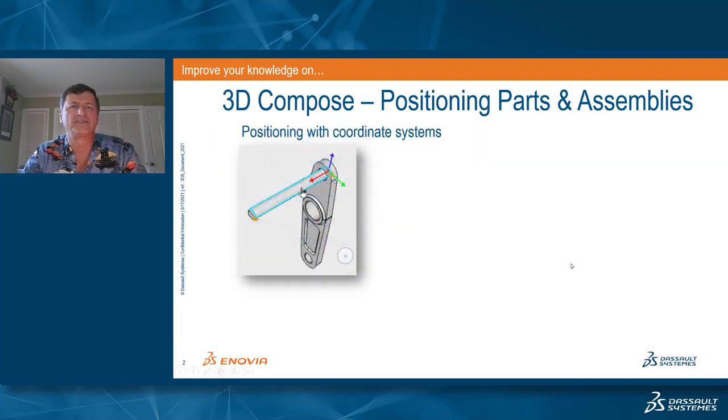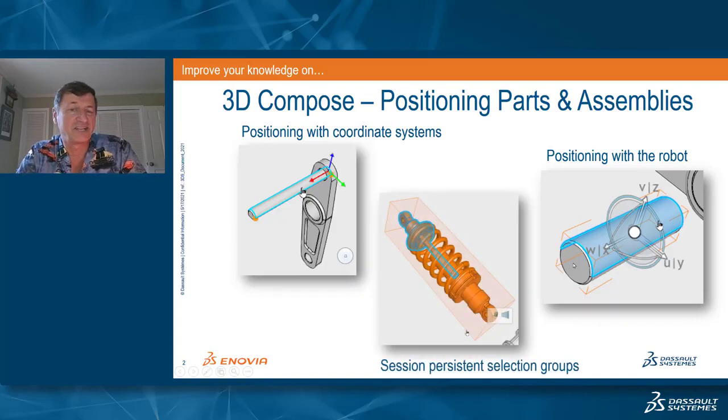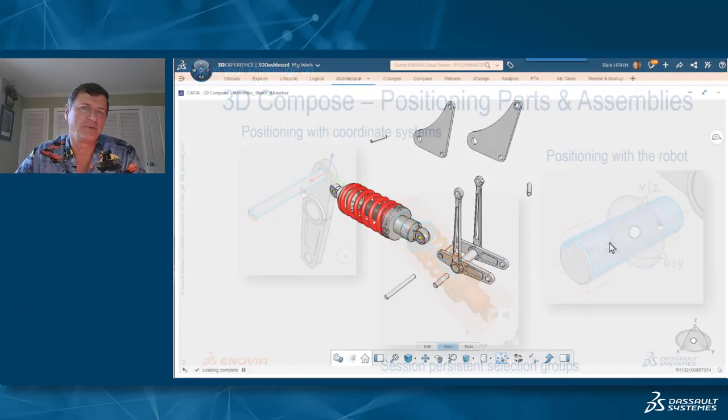Specifically, there are three useful points I want to touch on. First is the ability to position with coordinate systems. Secondly, positioning with the robot. And lastly, using selection groups, persistent groups you can establish while you're working. So let's dive right into an example here.